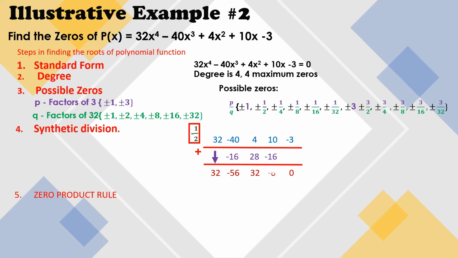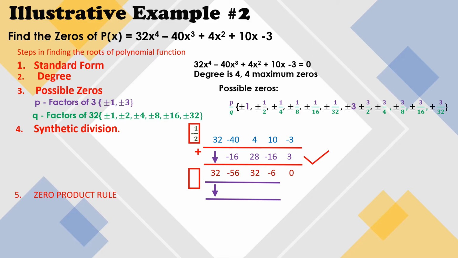Multiply, you will have negative 16. Add that negative 6. Multiply, you will have positive 3. Add, that is 0. So we already have one of our zeros, which is negative 1/2. Since we're still going to look for 3 more zeros, we're going to perform another set of synthetic division.